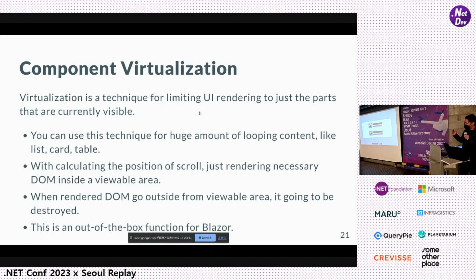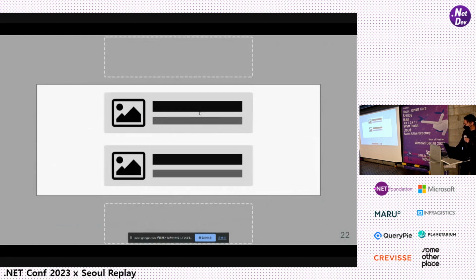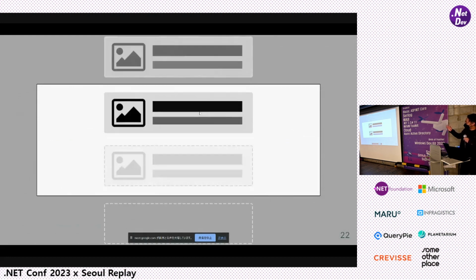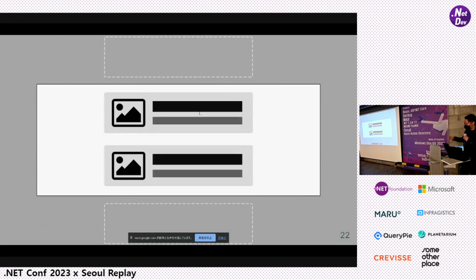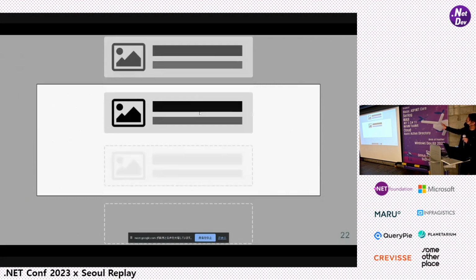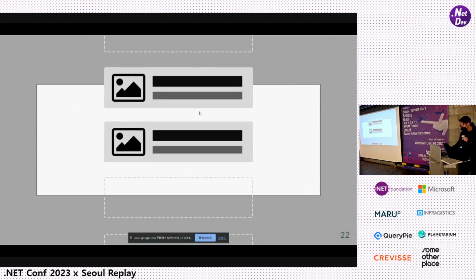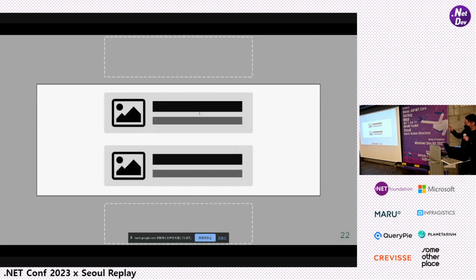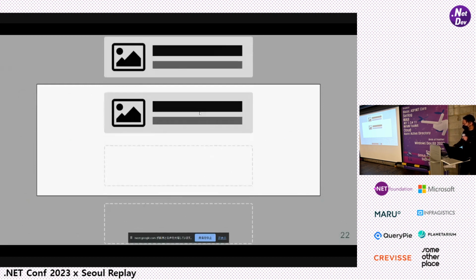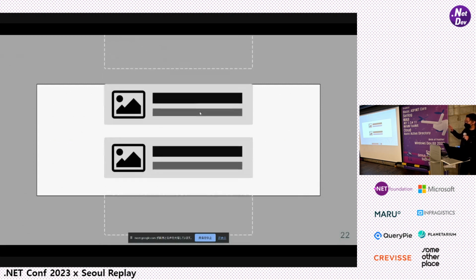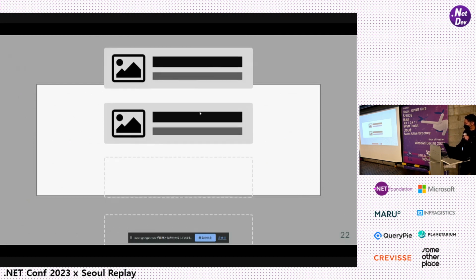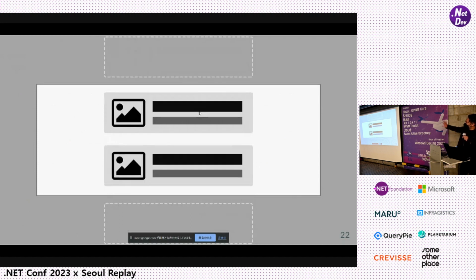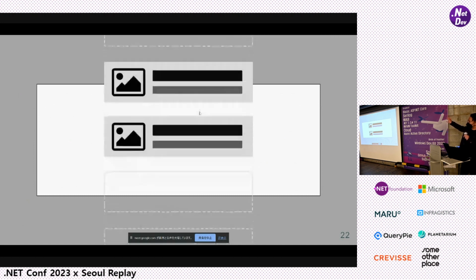It is pretty hard to explain with speaking only, so I made an animation to describe it. You can see the white area is the viewable area. The user can only see this area. And the gray area is the invisible area. It means the DOM in the invisible area is not necessary. So component virtualization creates the DOM nodes when they turn to the visible area and deletes them when they turn to the invisible area.